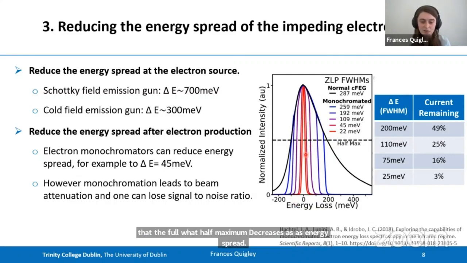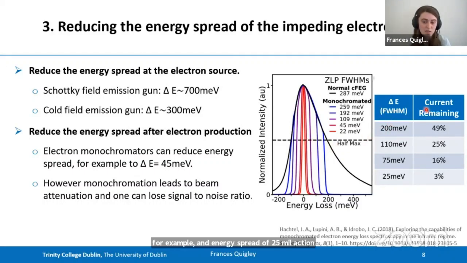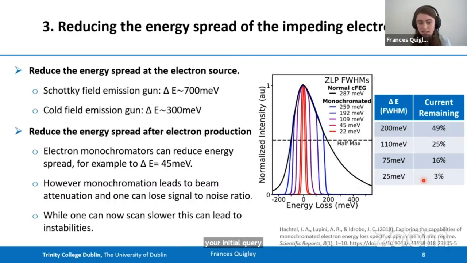However, the area under the graph also decreases, indicating a decrease in current. For example, at an energy spread of 25 millielectron volts, only 3% of your initial current is remaining. And while one can scan slower to try to account for this, this can lead to other instabilities, such as environmental instabilities. We also want to take into account the cost implications of reducing the energy spread.